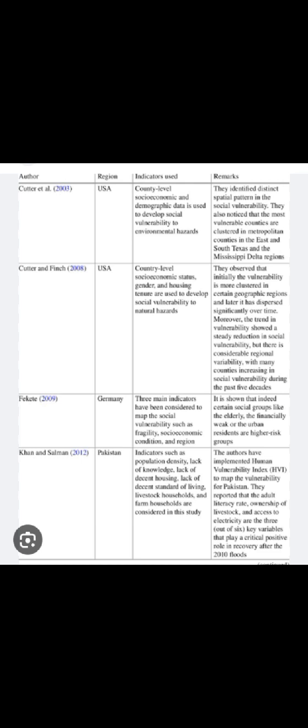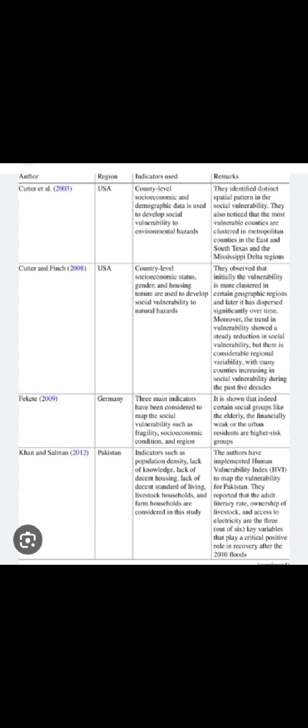Now, indicators used. What do they mean by indicators used? That is, the variables that are used in measuring and analyzing what they are working on. You see, for the country level variables, I hope you can see, country level socioeconomic and demographic data is used to develop social vulnerability to environmental hazard. I can't see the topic here because the topic is not here.